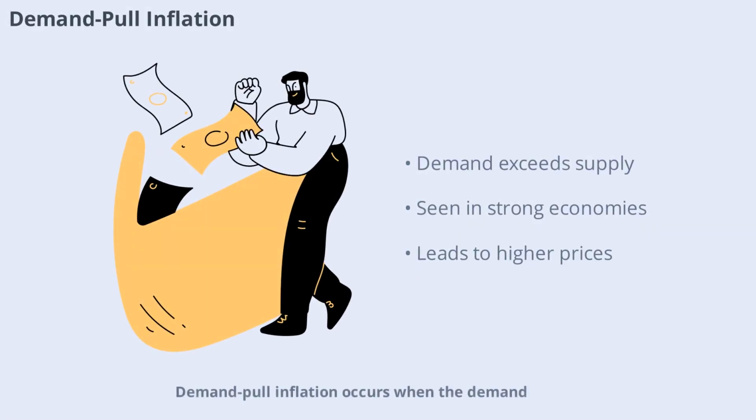Demand pull inflation occurs when the demand for goods and services outpaces supply. Imagine a booming economy where people have more money to spend, but there aren't enough products to meet everyone's needs. This increased competition for limited goods drives prices up. Demand pull inflation is often seen during periods of economic growth and can be fueled by factors like rising wages, increased government spending, or strong consumer confidence.